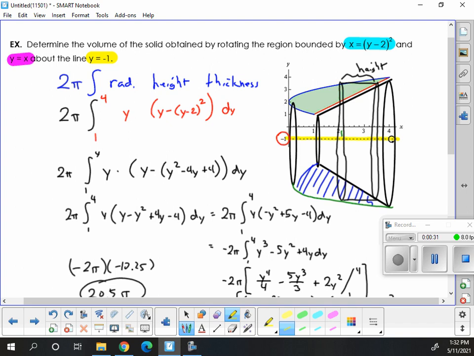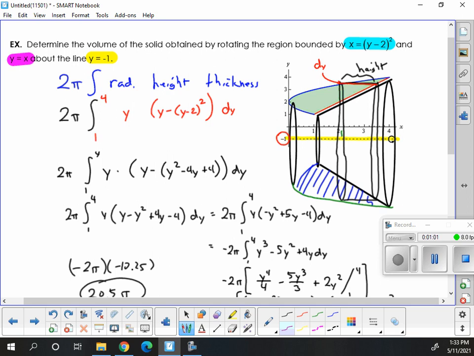And so what we're going to do is make cylinders, okay? We need to multiply 2 pi times radius times height times the thickness. So we know that the thickness is going to be dy. So right here, this tiny thickness is a small change in y. Now, where those two curves meet is going to determine our bounds.